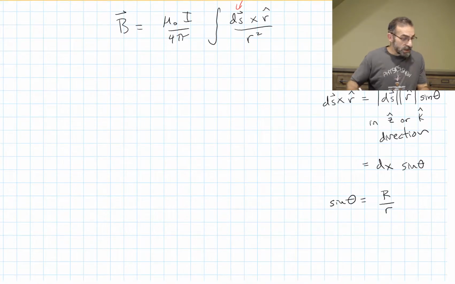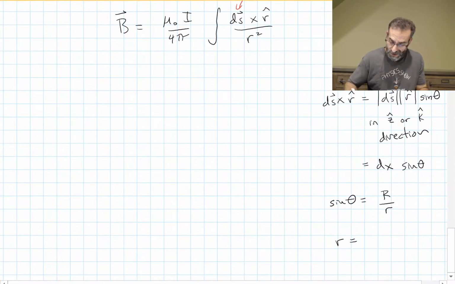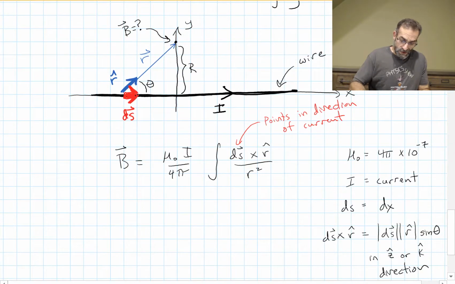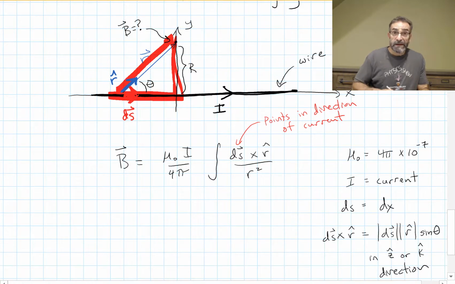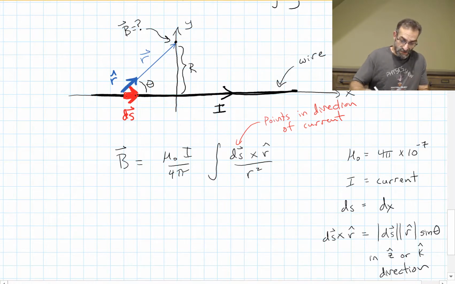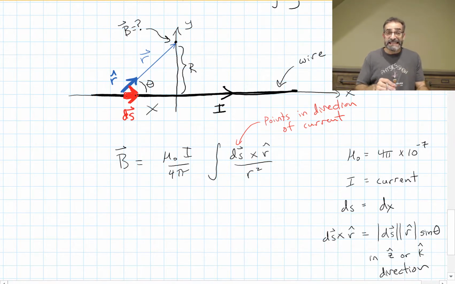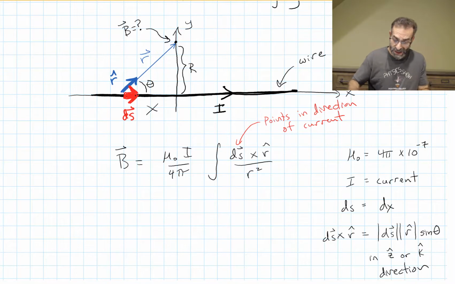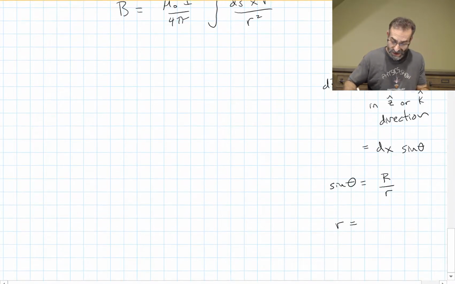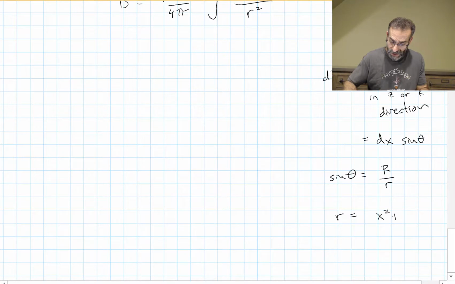So there's only one more thing I need to define here, and that's r. This is a right triangle. So that means that I can use the Pythagorean theorem. And this side is x. This side is just x. My ds is located at any point x. And I'm going to integrate that from negative infinity to positive infinity. So r is just the square root of x squared plus R squared.